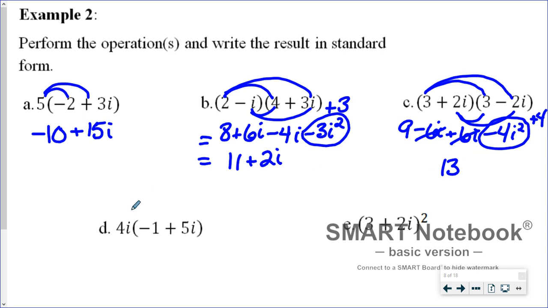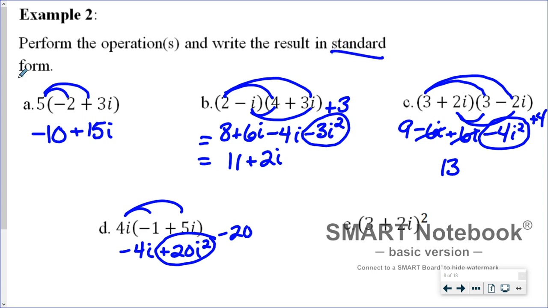And then, of course, here we can distribute as well, and we will get negative 4i plus 20i squared. So plus 20i squared is really just negative 20. So if we want to write this in standard form, we always write the real number first. So this would be negative 20 minus 4i.